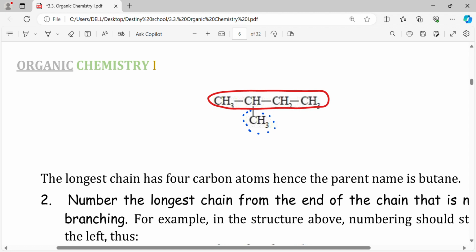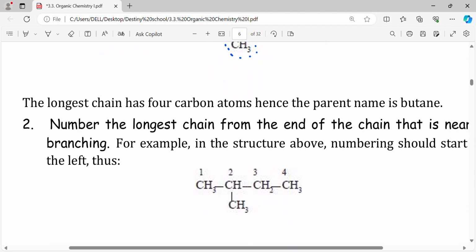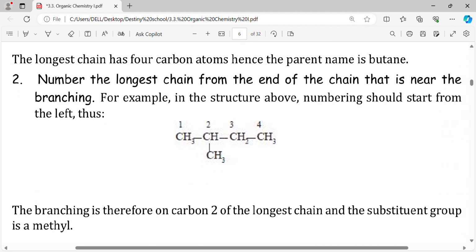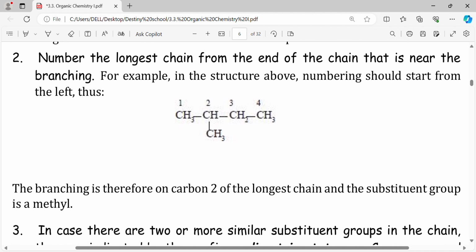So after that we now go to another rule. Okay. So another rule after that, because in the first rule my interest was just identifying the parent name. And I've shown you how to identify the parent name. Okay, the second rule is now: number the longest chain from the end of the chain that is near the branching. What do you mean by that? So I also want to explain that second rule. Number the longest chain from the end of the chain that is near the branching.